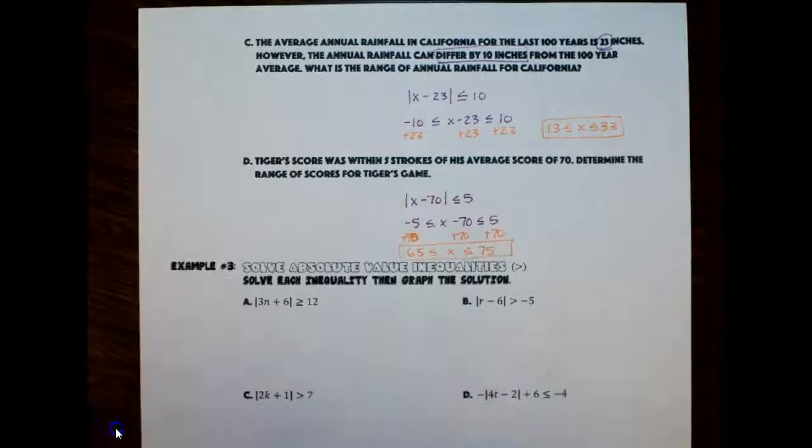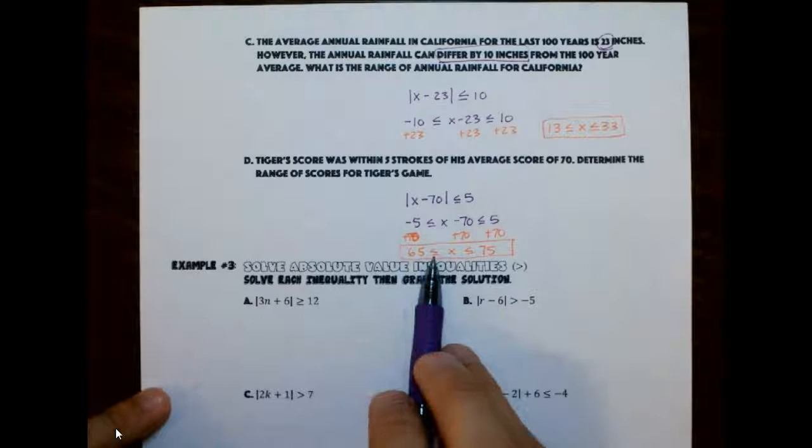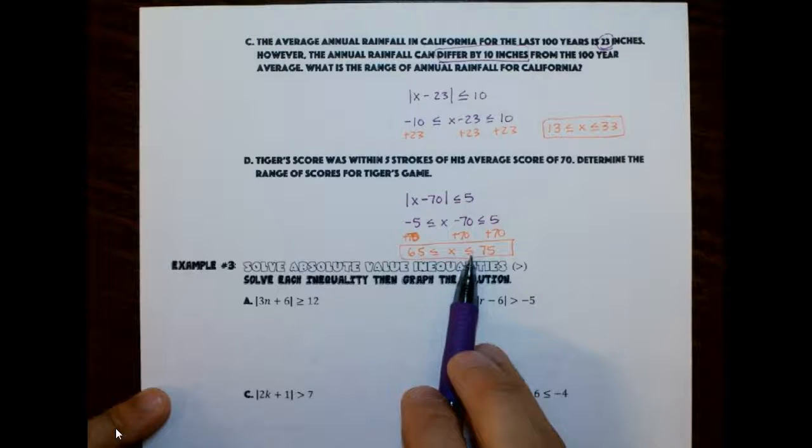Okay, I want you to go ahead and pause the video. I would like you to try D on your own. When you have completed the problem, I want you to unpause the video and then check with the correct solution. Alright, so if you did D correctly on your own, you should have gotten 65 is less than or equal to x, which is less than or equal to 75.